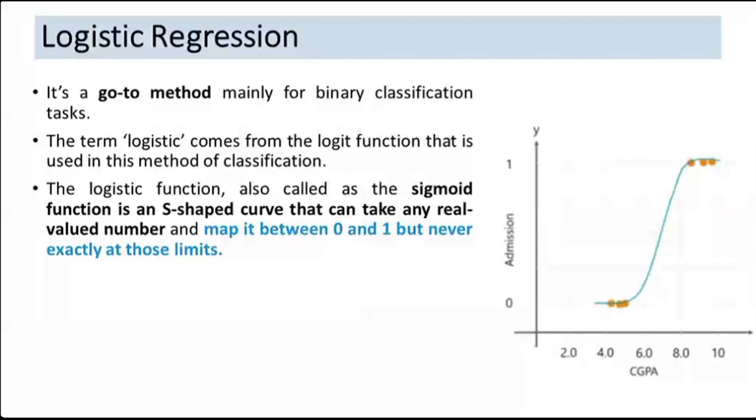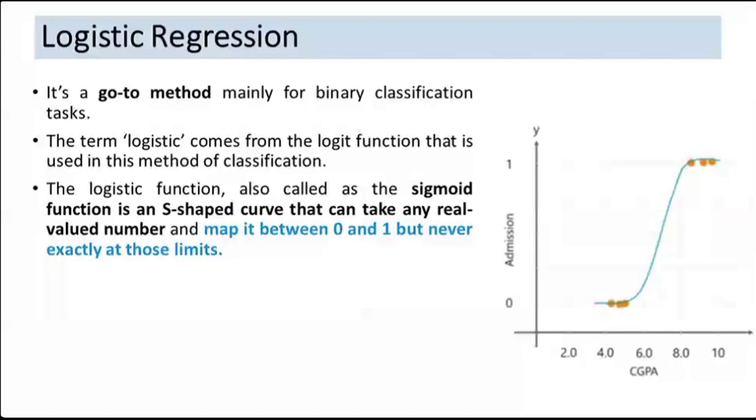We could see this particular example in which, based on the CGPA, we are providing admission to the student. If we are talking about admission, either the student will get admission or will not get admission. Those are the only two cases, so it is a binary classification. 0 means no admission, 1 means admission. Here it is categorized based on the CGPA.